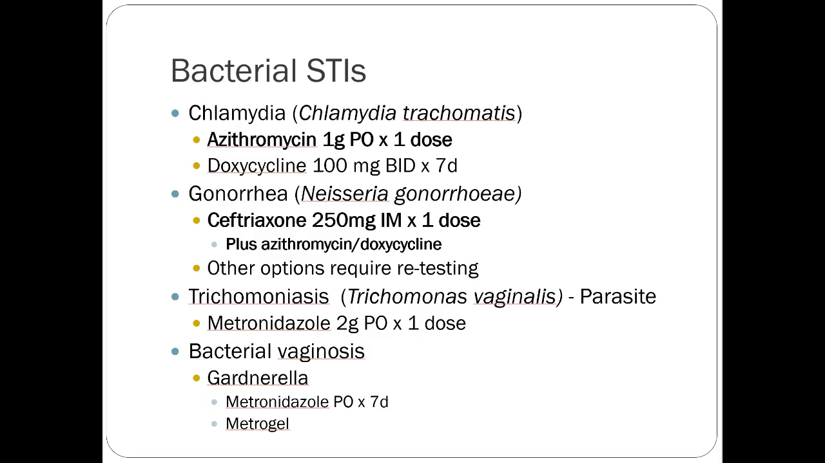Bacterial STDs. So these are the only 2 doses I want you to know for the exam, and I just think it's important because no matter what practice you work in, you'll probably see this pop up here and there. I think it's important just to know them. Chlamydia is treated with azithromycin, 1 gram PO for 1 dose. Doxycycline is an alternative to chlamydia. It's a 100 milligram BID course for 7 days. I don't want you to know the doxycycline dose because I want you to think about prescribing azithromycin.